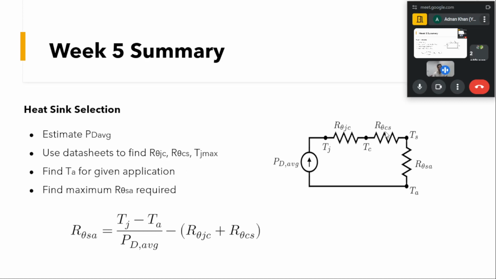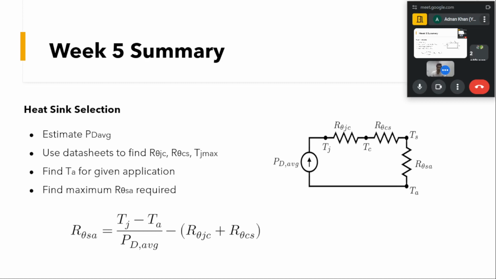And there will be sometimes where the case to sink thermal resistance is also provided in the data sheet, and if not, then we have to see what is the material between this case and the heat sink, and we have to see the thermal resistance of that material from that particular material data sheet. We also have to see in the data sheet what is the maximum junction temperature we can go to, and we have to limit this temperature below that.